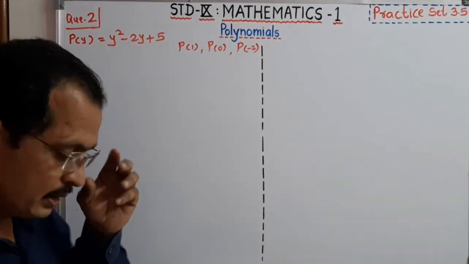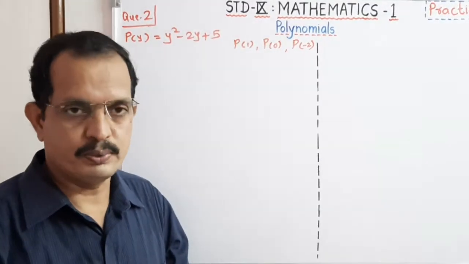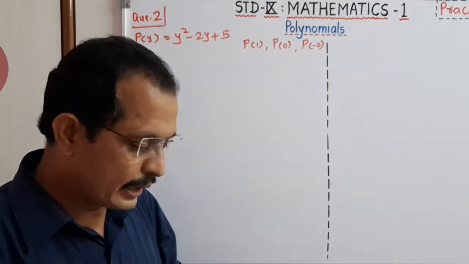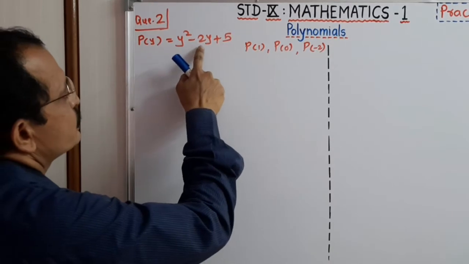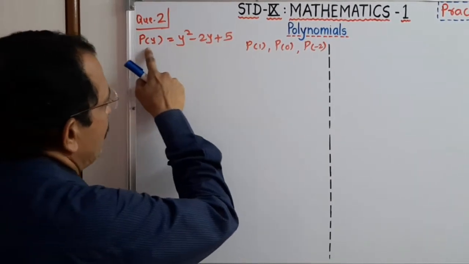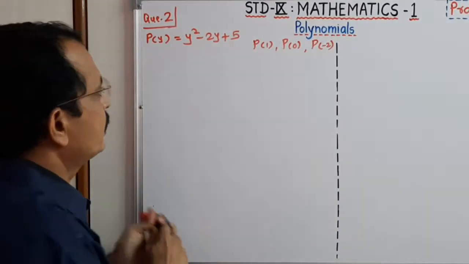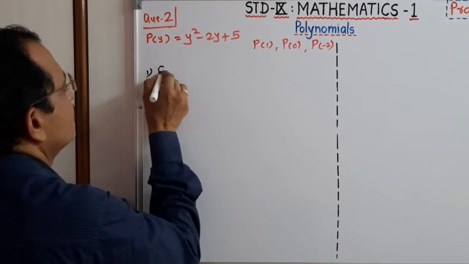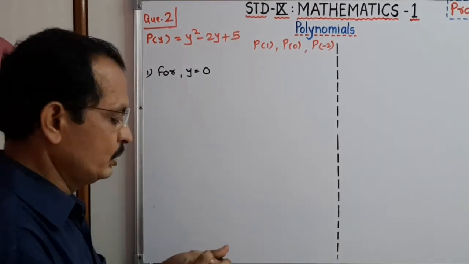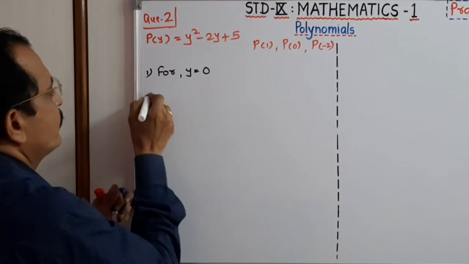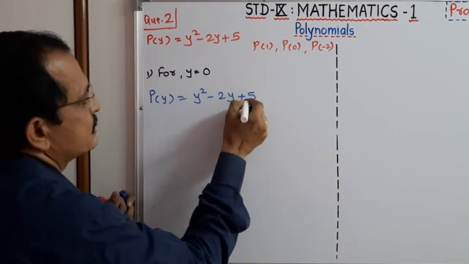Now see dear student, the first polynomial is p(x) is equal to x cube, that you can solve. Then the second, I will show here: p(y) is equal to y square minus 2y plus 5. The value of this polynomial for 1, for 0 and minus 2 we have to find out. Therefore first of all we write, for y is equal to 0, p(y) is equal to y square minus 2y plus 5.